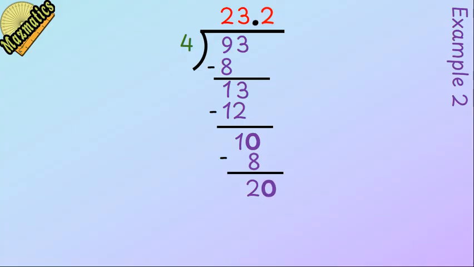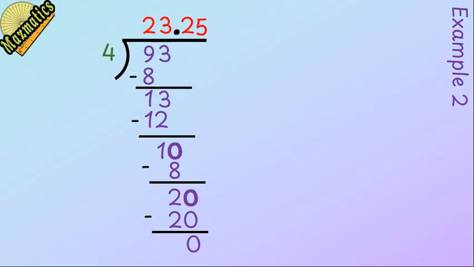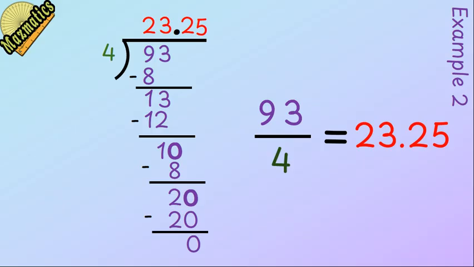Remainder becomes 20. Divide 20 by 4. 4 times 5 is 20. 20 minus 20 is 0. Finally, we get a remainder of 0, and this completes our division process. So the answer is 23.25. That means the fraction 93 by 4 is equal to the decimal 23.25.